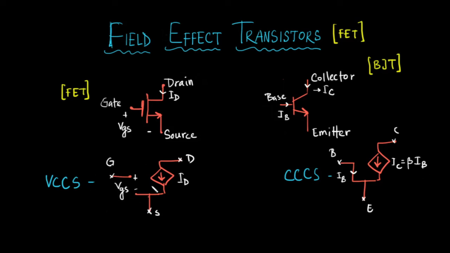Similarly, for a FET, the drain current is some constant times the input voltage VGS. This constant we call G, more specifically GM. M stands for MOSFET, which is a specific variety of FET, but we don't need to go into the details of that. So we call this constant GM. This GM is called the transconductance of the FET, or more specifically the MOSFET.